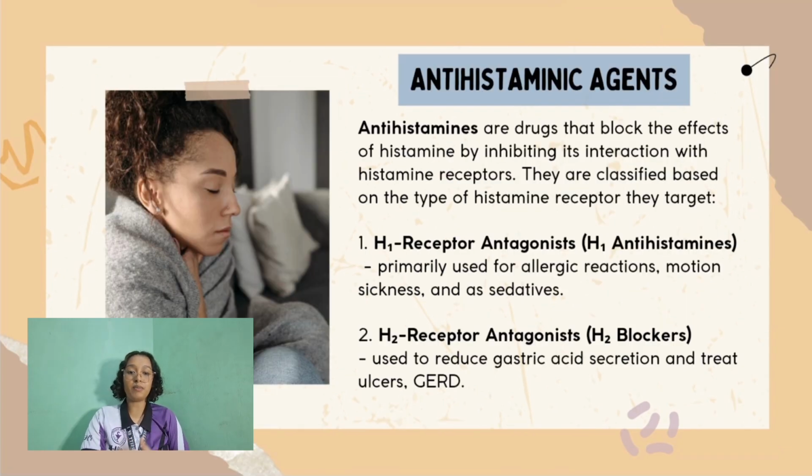Antihistamines are drugs that block histamine by preventing it from binding to its receptors. There are two main types of antihistaminic agents. We have H1 receptor antagonists or H1 antihistamines. These are used to treat allergic reactions, motion sickness, and can also have sedative effects. Second, we have H2 receptor antagonists or H2 blockers. These are primarily used to reduce gastric acid secretion and treat conditions like ulcers and GERD.